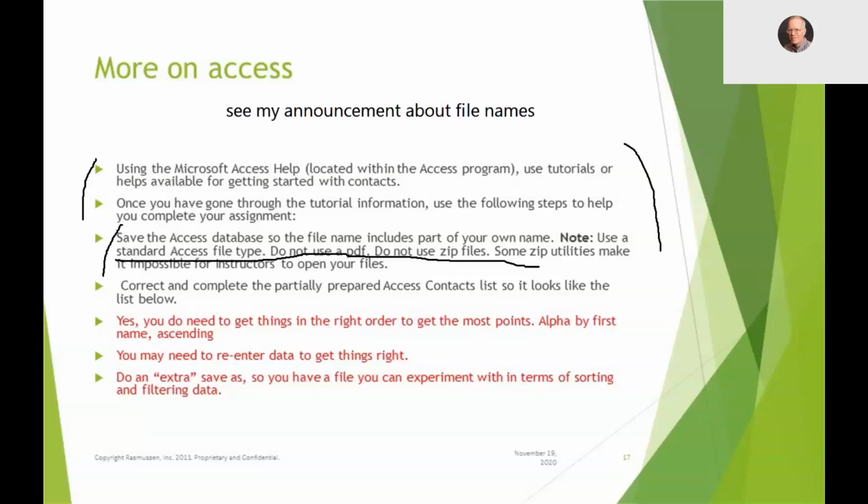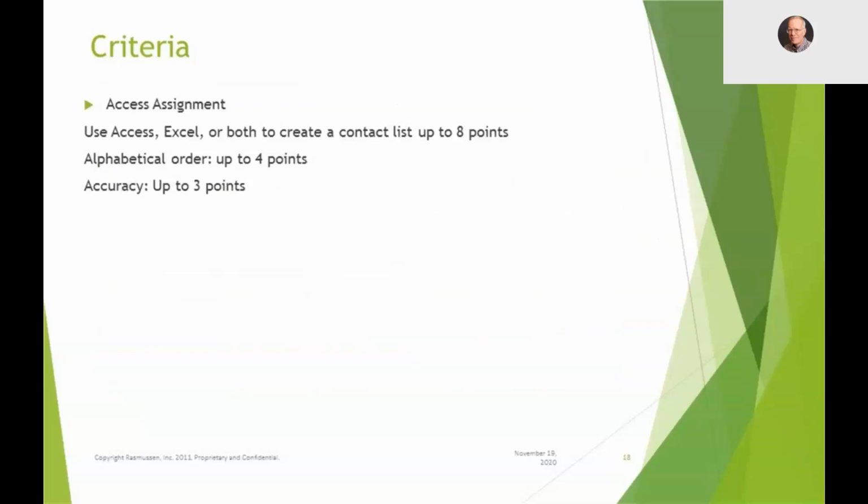You do need to get things in the right order, alphabetical by first name ascending. You may need to re-enter data. I would do an extra save as so you have a file that you can experiment with in terms of sorting and filtering data. Use Access, Excel, or both to create a contact list. If you want to be sure of getting all 8, do both. Alphabetical order, 4 points, and accuracy, 3 points.